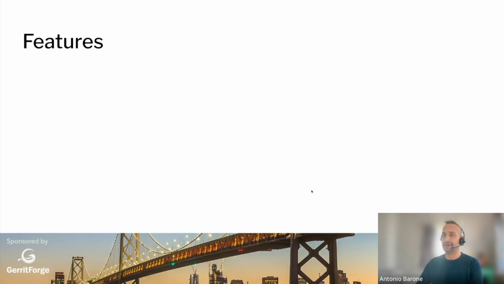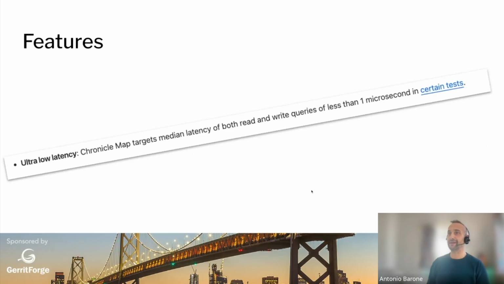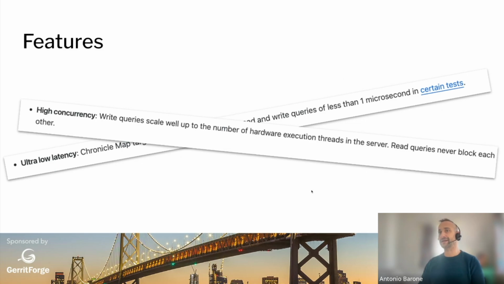So again, ChronicleMap makes really strong claims about its performance. They promise that in some circumstances, at least, they can perform read and write queries in less than a microsecond, and they share the benchmarks on their website. They promise really high concurrency. They say they can scale up to the number of hardware execution threads in your server.